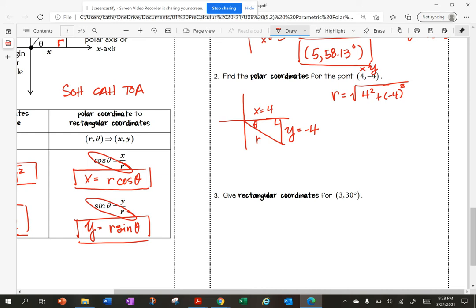So this is going to be the square root of 2 times 16, which is 4 times the square root of 2. So this is my exact answer. And my rounded answer is going to be about 5.656.